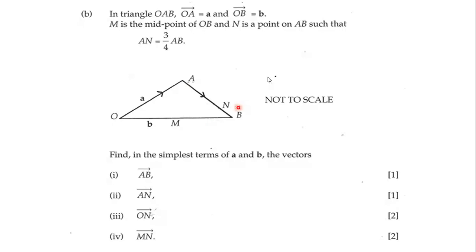Based on that information, they want us to take the vector AB and express it in terms of little a and little b. And I want you to take AN and do the same thing, in simplest terms. So when you find the expression, ensure that it's written in simplest terms, that you cannot simplify any further. With that goal in mind, let us proceed with answering these questions.